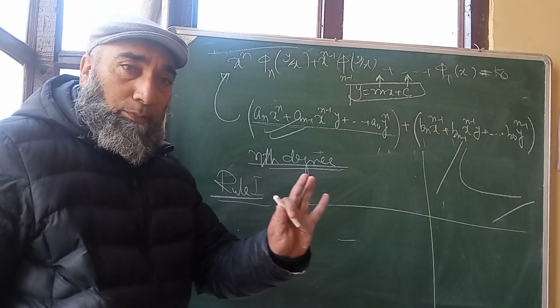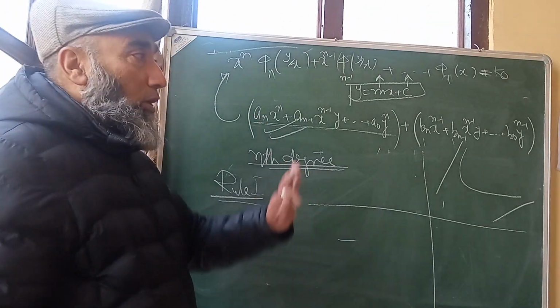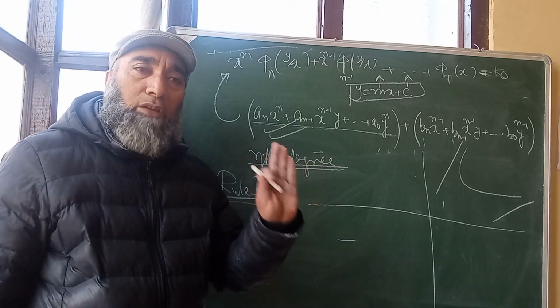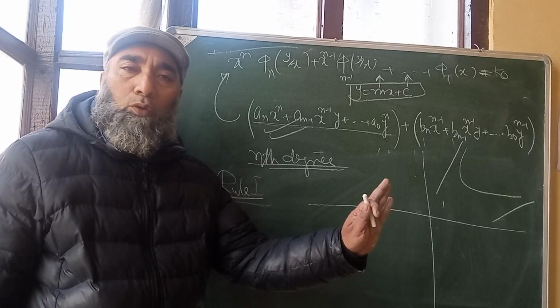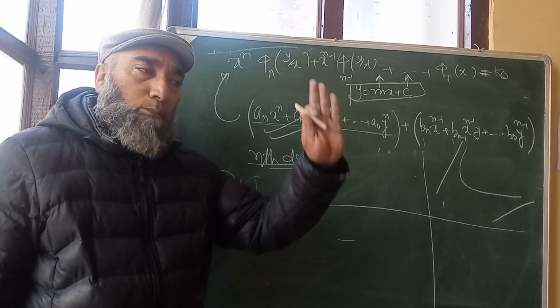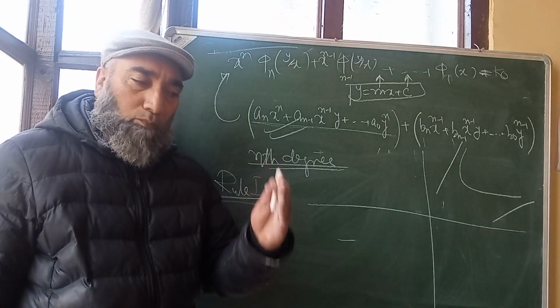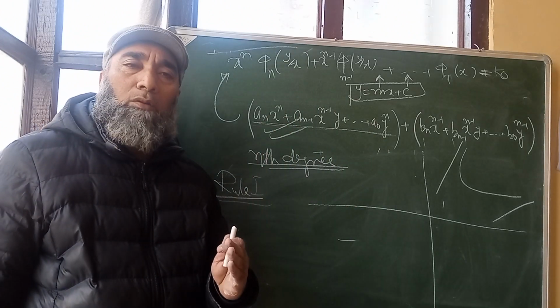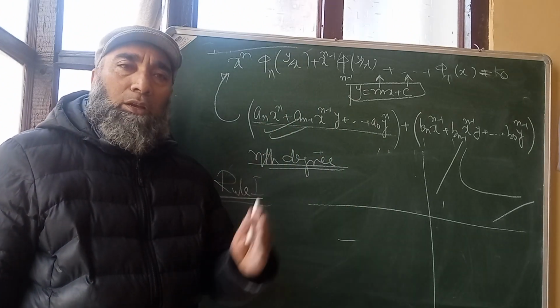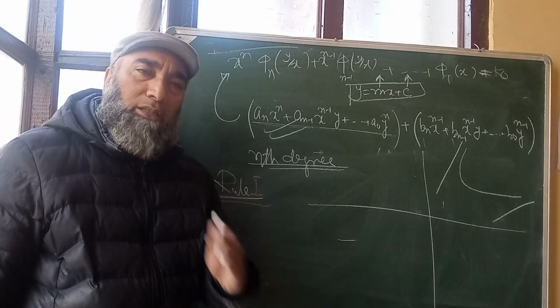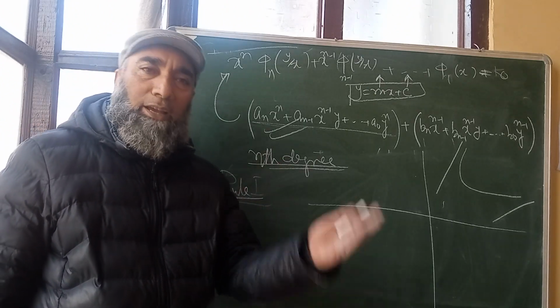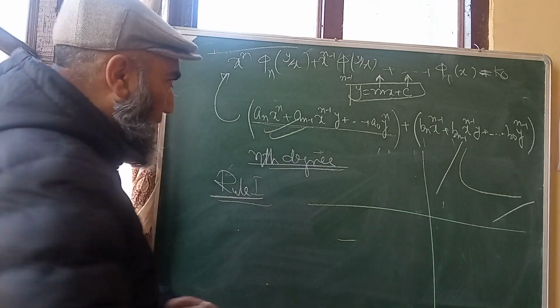Let me explain again. If you have an nth degree equation in which x raised to n and y raised to n are present, then there are no asymptotes parallel to either axis. But if they are absent, then the coefficient of the next higher power of x and y, when equated to 0, gives us asymptotes parallel to the x-axis and y-axis. Okay, let me take up the question.